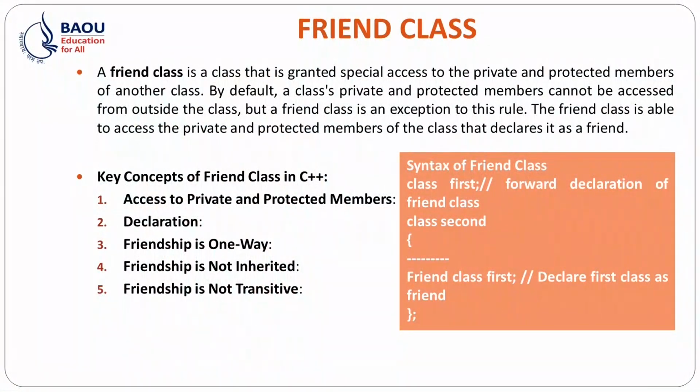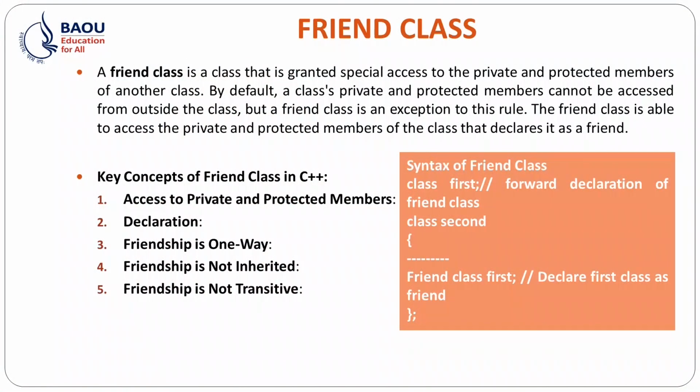Fifth is friendship is not transitive. So what does this mean? If class A is a friend of class B and class B is a friend of class C, that does not mean that class A becomes a friend of class C. Okay, so I hope now you get the details about the key concepts of friend class in C++.